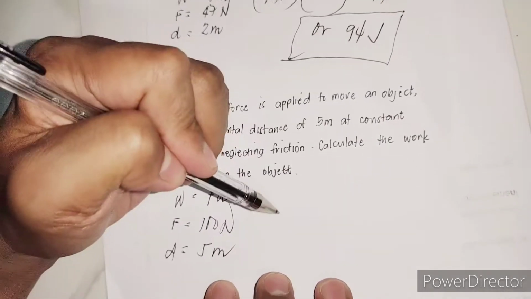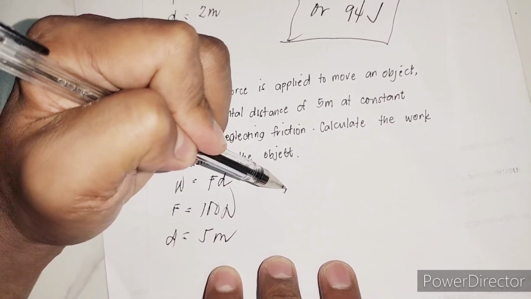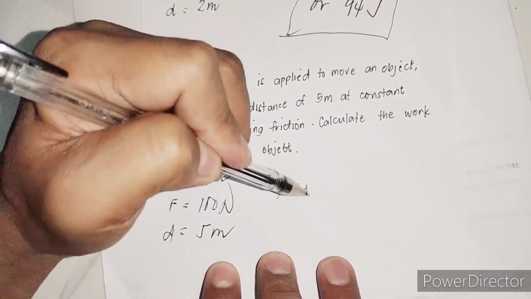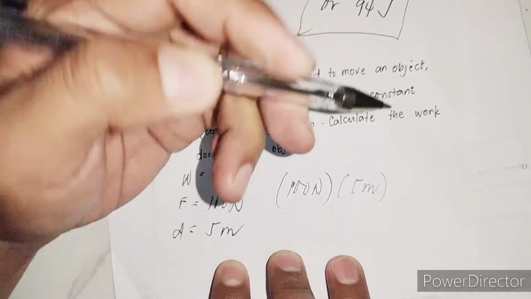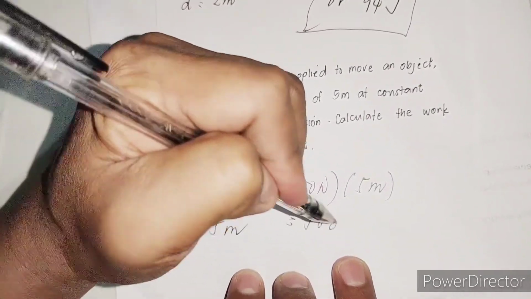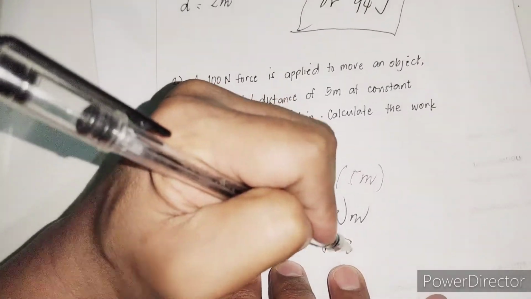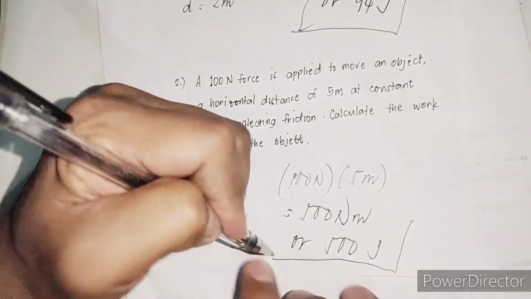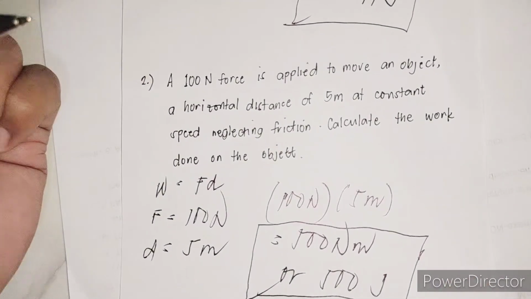Okay, so following the formula, we have now F is 100 Newton multiplied by 5 meter. So we have now 500 Newton meter or 500 joules. Hindi po Jason yan, joules po yan. So that is an example number 2.